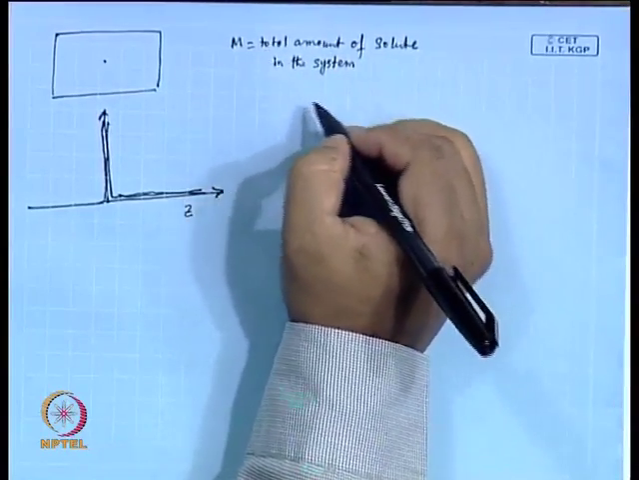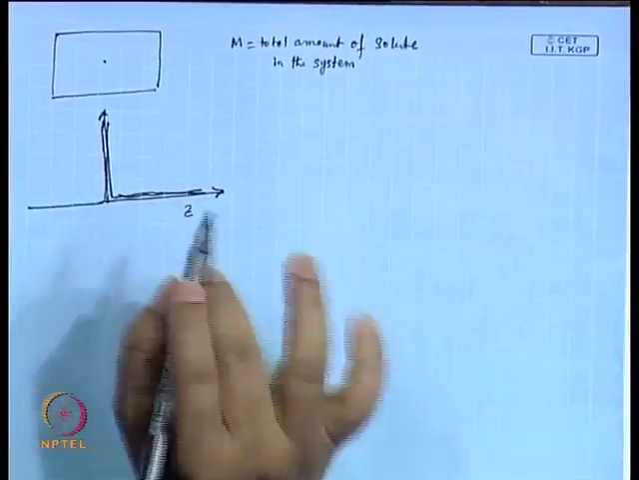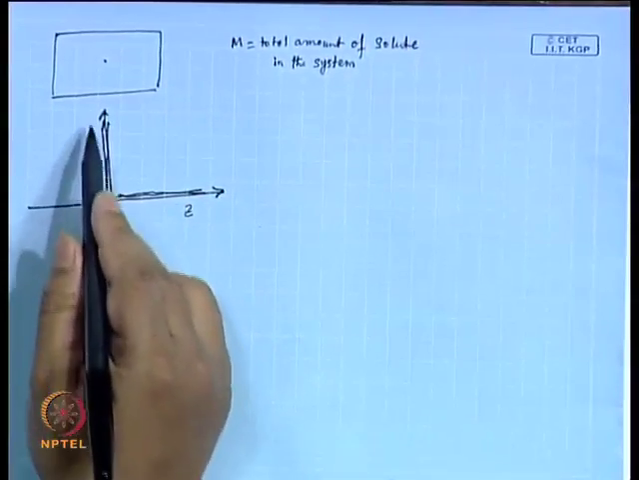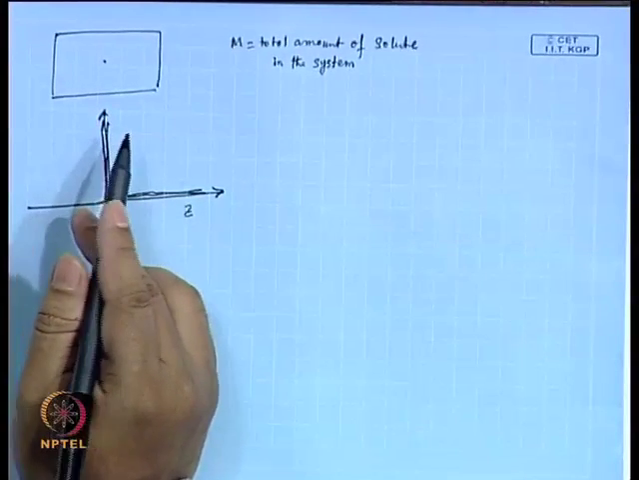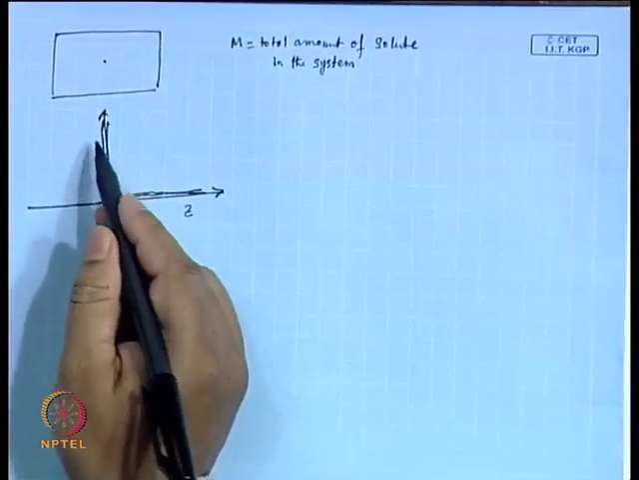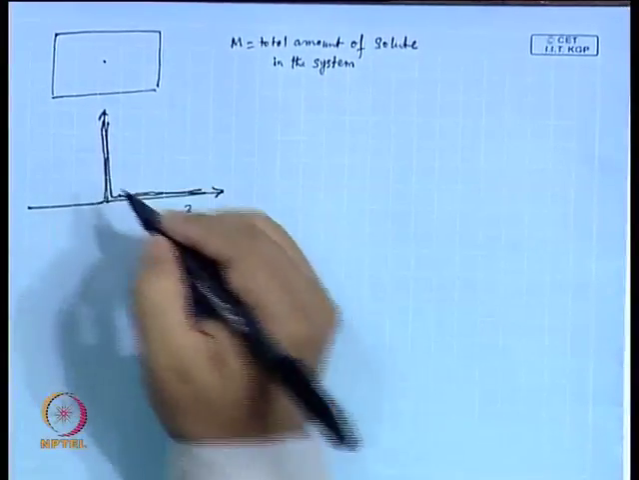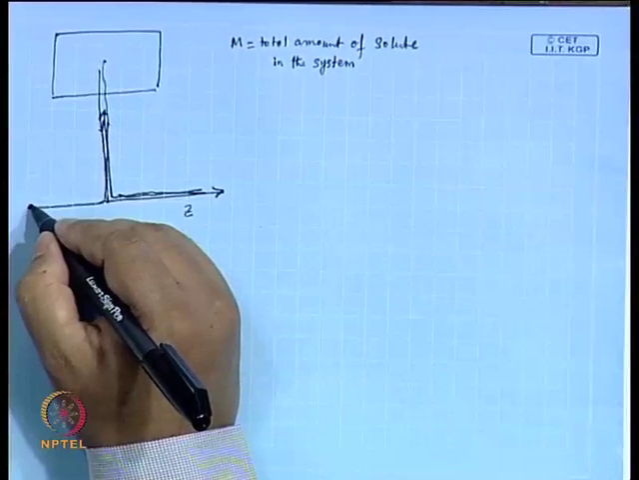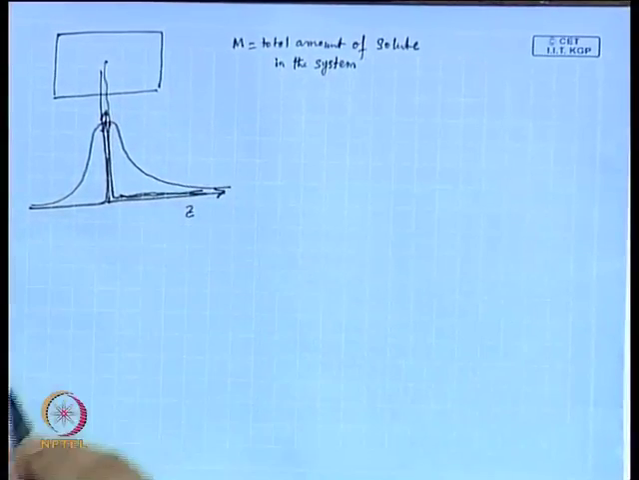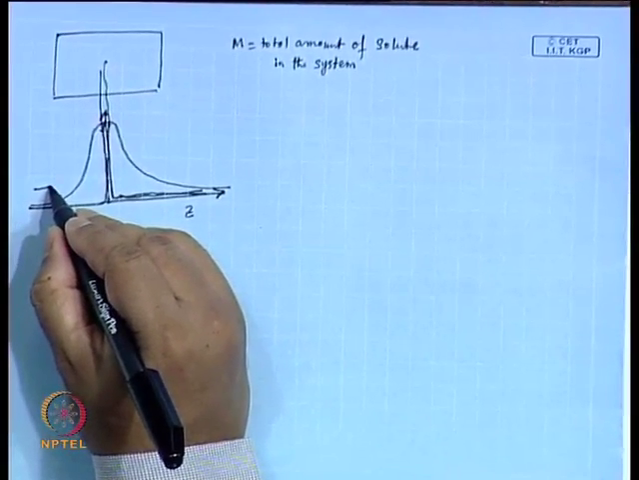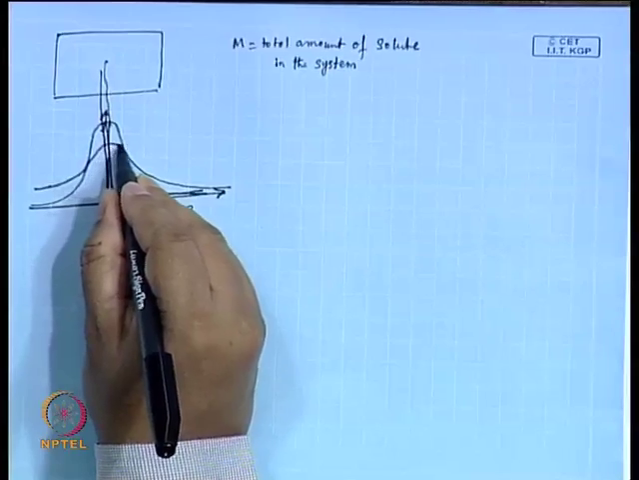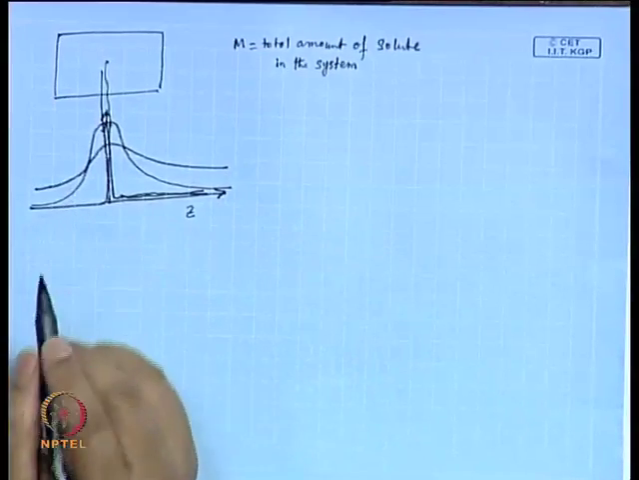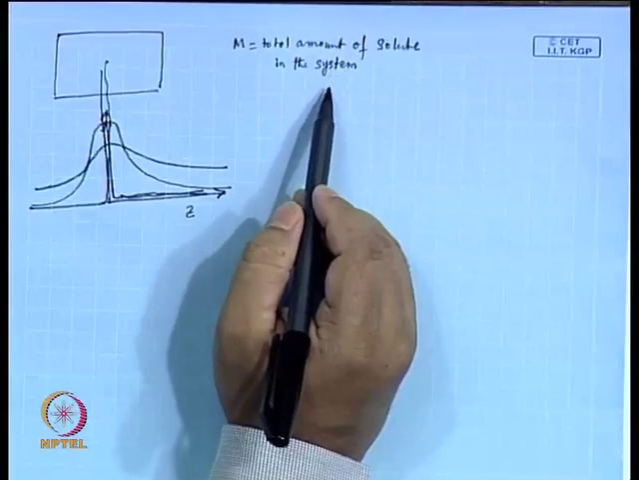Now, this total amount of solute in the system has to be conserved. By that I mean, at t equal to 0, I said it is 0 everywhere except at z equal to 0, where it has some finite value, and the area under this curve has to remain the same, because as time progresses, how would the profile be? It spreads out, at a little higher time like this, at a further time instant like this, and gradually it would all be flattened out. The area under this curve should remain the same, and that should correspond to the total amount of solute in the system.